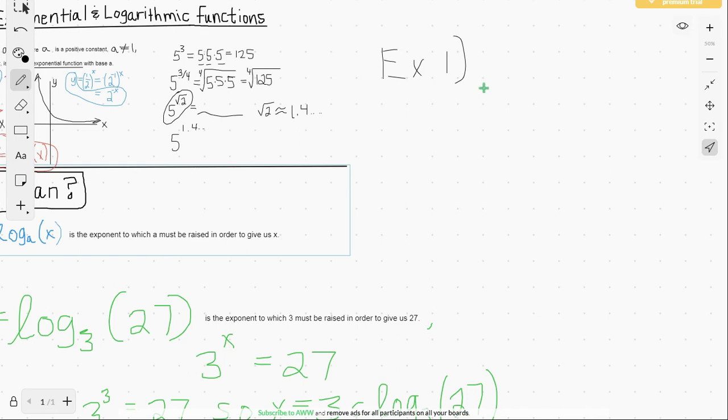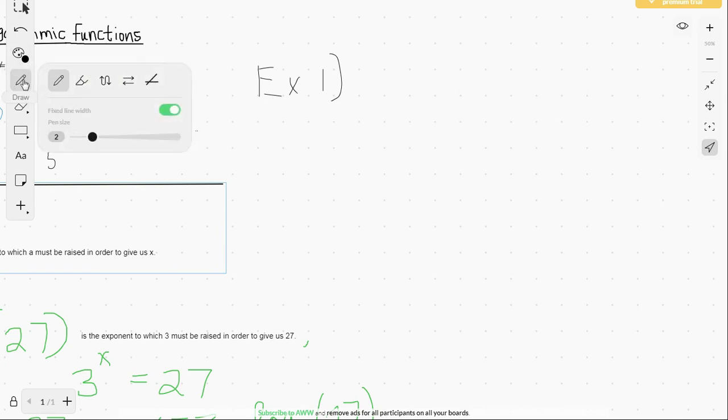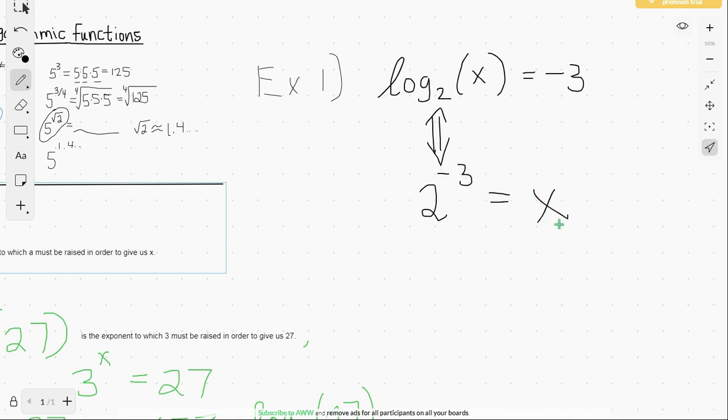Example 1. Let's just suppose that we want to solve log base 2 of x is equal to -3. Okay, remember what this means. This is equivalent to saying 2 to what? Or 2 to the number that's over here, 2 to the -3rd equals x. Oh, this is nice. We immediately get the solution. It's just 2 to the -3rd.